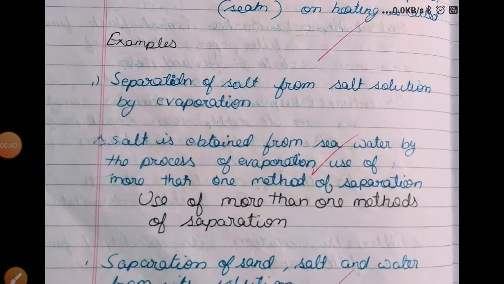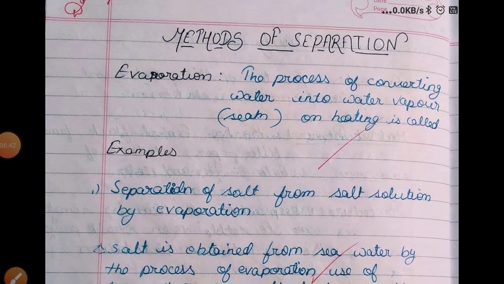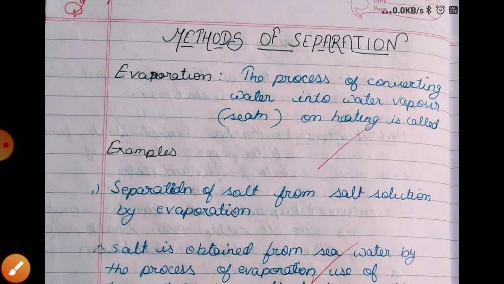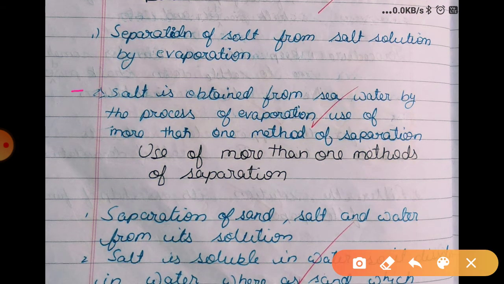Methods of separation. Number 1, evaporation. The process of converting water into water vapor or steam by heating is called evaporation. Example number 1, separation of salt from salt solution by evaporation. Number 2, salt is obtained from sea water by the process of evaporation. Use of more than one method of separation.